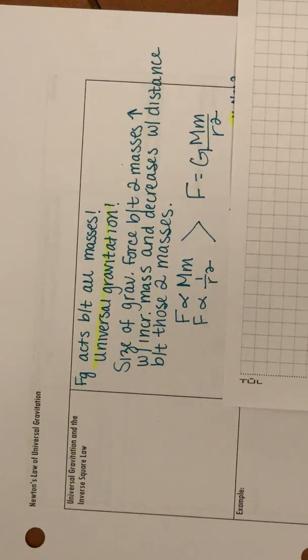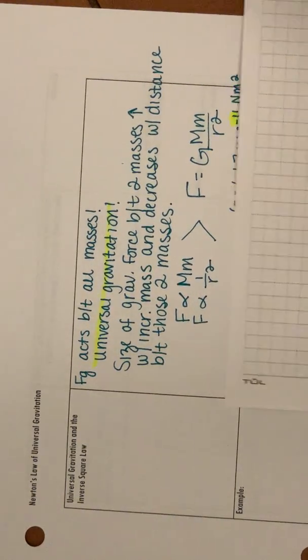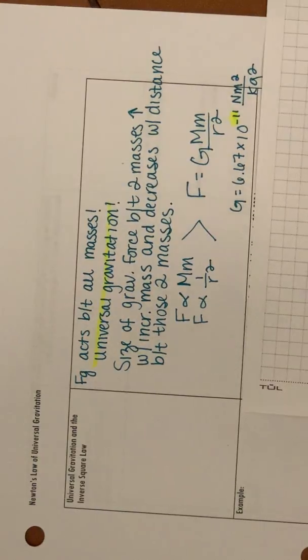Well, what is that big G? That big G is the universal gravitational constant. That value is 6.67 times 10 to the minus 11th newton meter squared per kilogram squared. It's kind of a funky unit, but as you guys know or have experienced in your chemistry classes, anytime you get a constant, usually the units are kind of jacked.